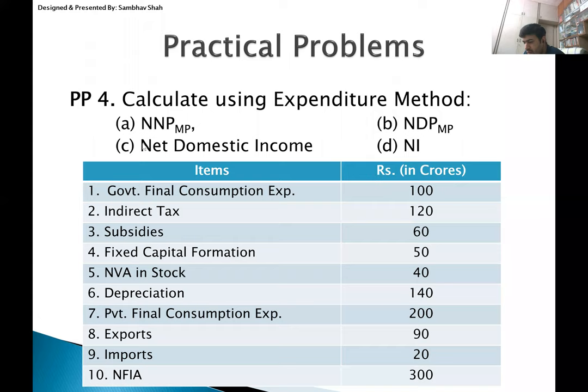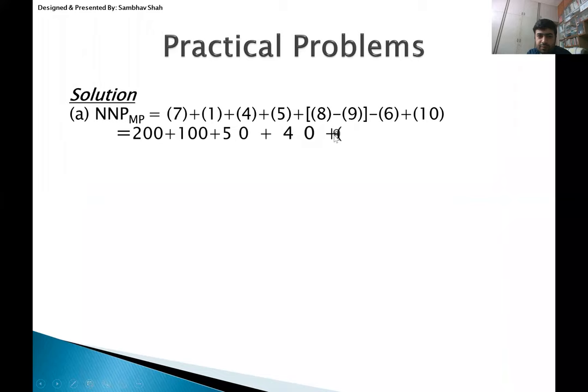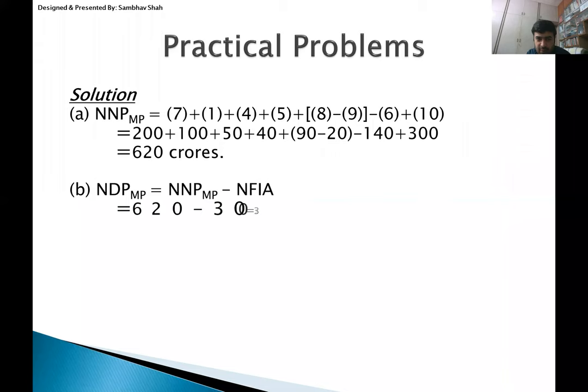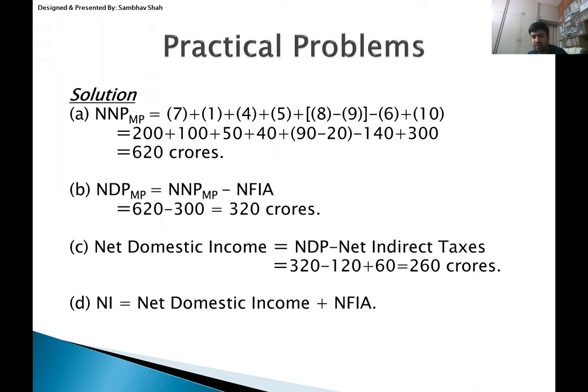Okay. Make it fast. Shall I go with a solution? Let me go to the solution. I want to give you some more sums also. Let's look at a solution. NNP at MP is equal to 620. NDP at MP comes to 320. Net domestic income: you know, NDP at MP minus 13 net taxes becomes NDP at FC, that is 260. National income will be equal to net domestic income plus NFIA, that is 560.